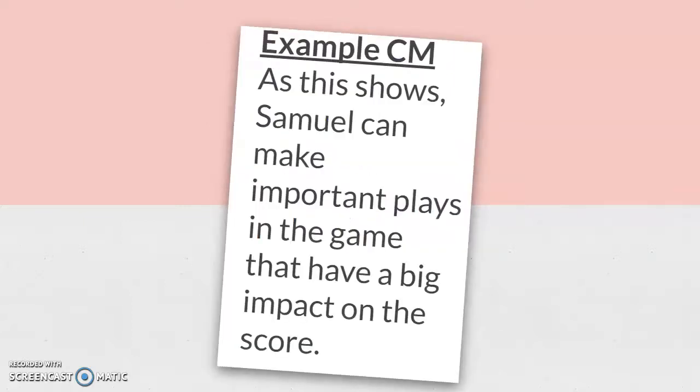Then I explain it. This is my commentary. This is my own words about the evidence and the claim. As this shows, Samuel can make important plays in the game that have a big impact on the score. So again, this is my words, kind of summing it all up. But be careful and don't say the exact same thing as your topic sentence in your commentary. That's just boring. We don't need to read the same sentence twice.